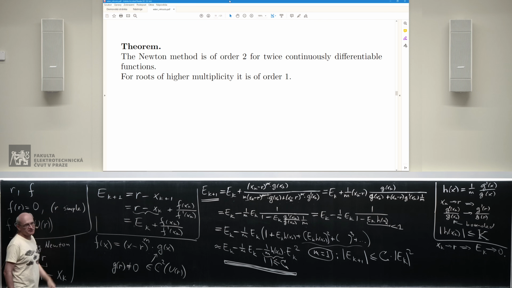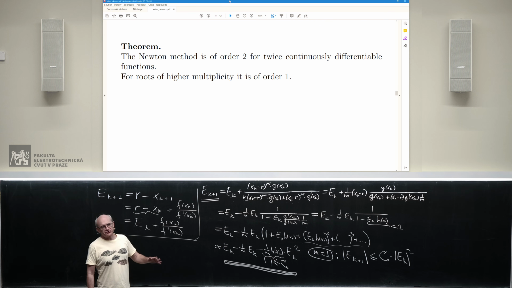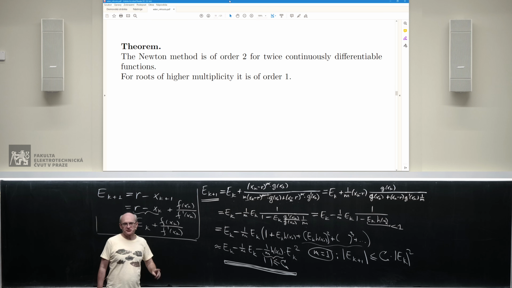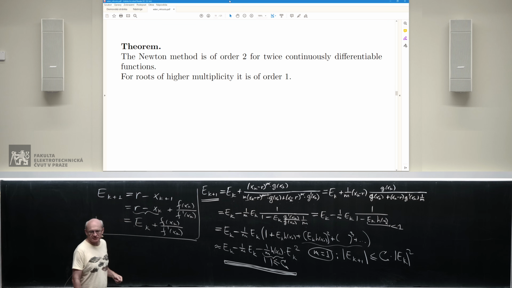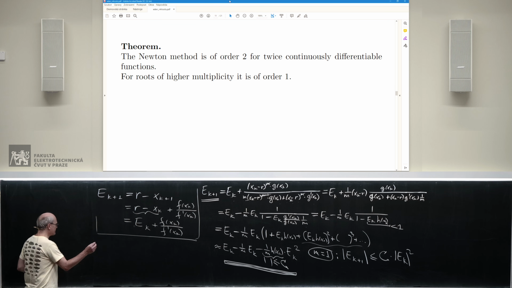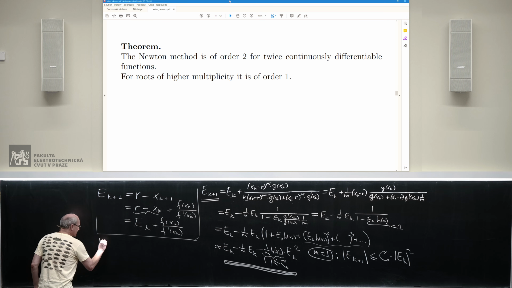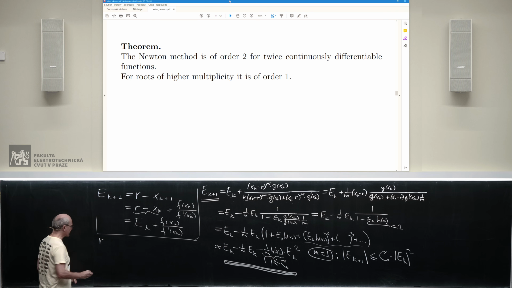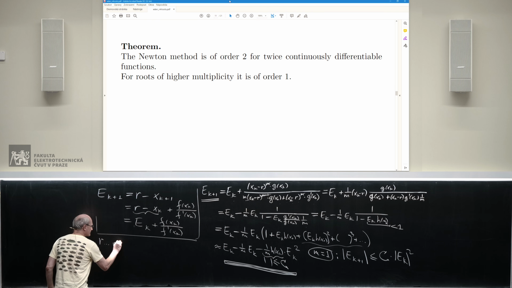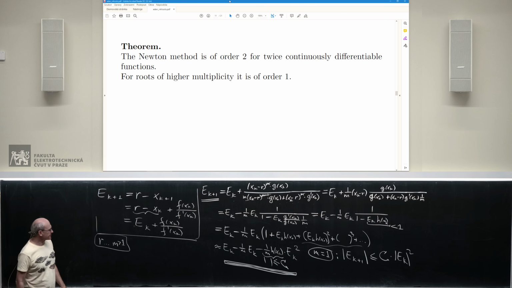for simple roots. Now, there are actually proofs of quadratic convergence that are, let's say, a bit easier than this one. However, the way we proved it allows us to answer some interesting questions. And of course, the first question is what happens if we have a root which has multiplicity larger than 1? What can we say about the error then?